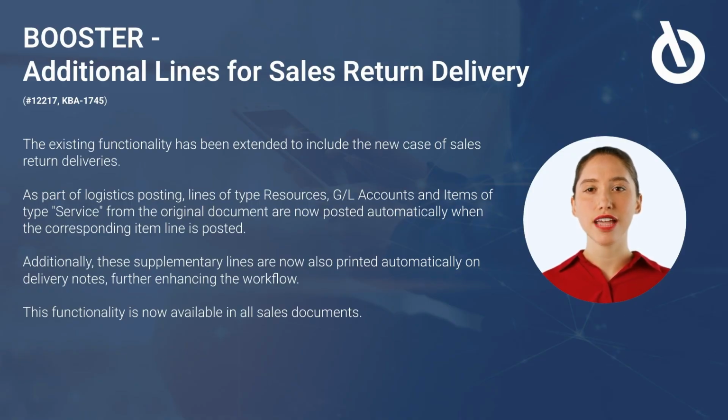The existing functionality has been extended to include the new case of sales return deliveries. As part of logistics posting, lines of type resources, GL accounts, and items of type service from the original document are now posted automatically when the corresponding item line is posted. Additionally, these supplementary lines are now also printed automatically on delivery notes, further enhancing the workflow. This functionality is now available in all sales documents.